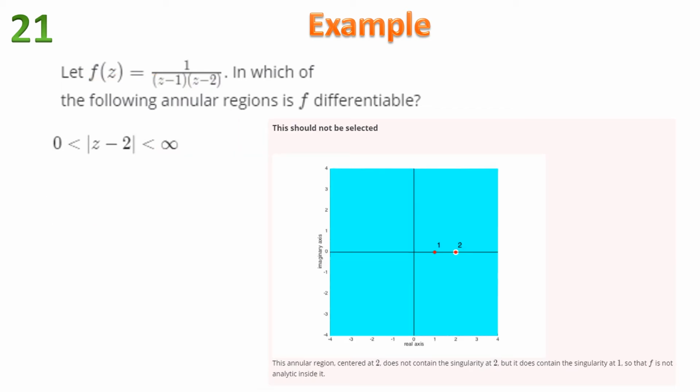Now this is another interesting problem where we are considering the same function f of z, which is equal to 1 upon (z minus 1) into (z minus 2).